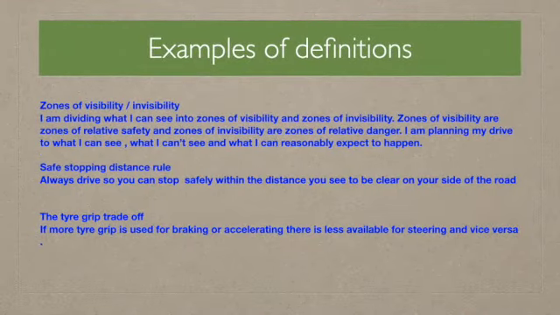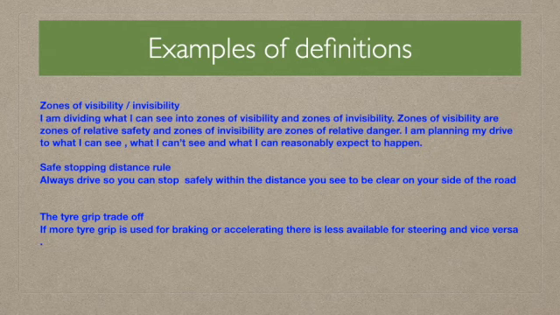Zones of visibility and invisibility. I am dividing what I can see into zones of visibility and zones of invisibility. Zones of visibility are zones of relative safety, and zones of invisibility are zones of relative danger. I am planning my drive to what I can see, what I can't see, and what I can reasonably expect to happen.